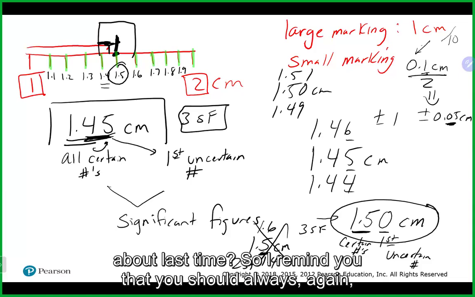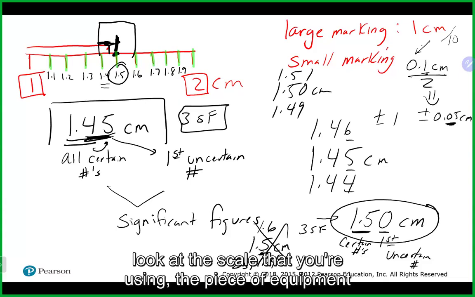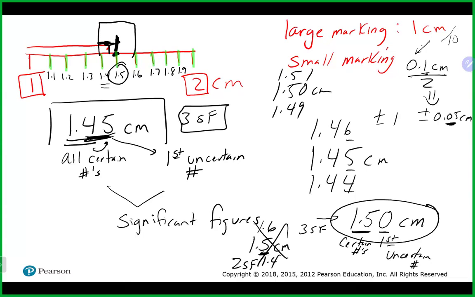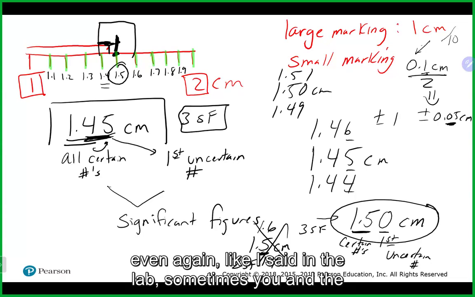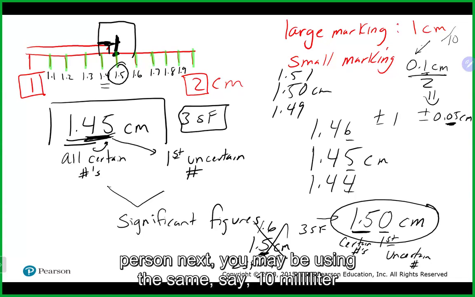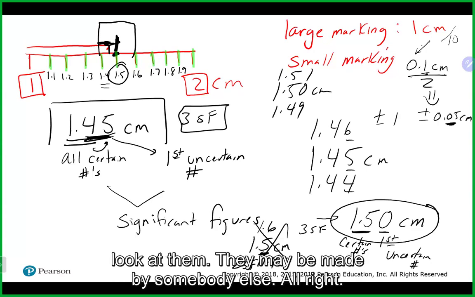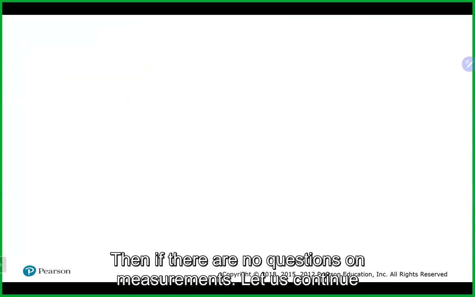So I remind you that you should always, again, look at the scale that you're using, the piece of equipment that you're using, because it won't always be the same. Even in the lab, sometimes you and the person next to you may be using the same, say, 10 milliliter graduated cylinder, but the markings may be made by somebody else. All right, if there are no questions on measurements, let us continue on.